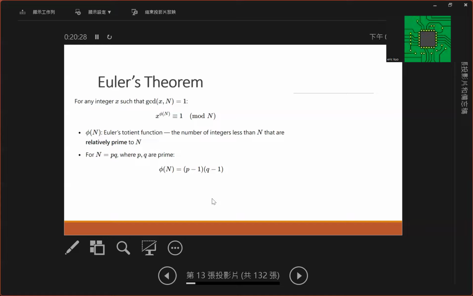And one can compute phi of n. By definition, it is the number of integers less than n that are relatively prime to n. So how many of them? The numbers less than 10 that are relatively prime to 10 are 1, 3, 7, 9. Because 2 is not relatively prime to 10, 4 is not, 6 is not, 8 is not, 5 is not. So it's 4.